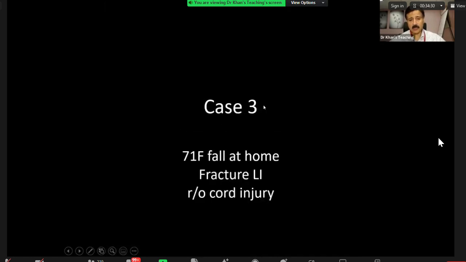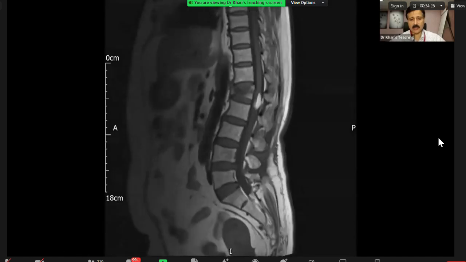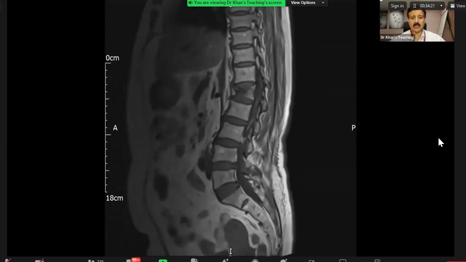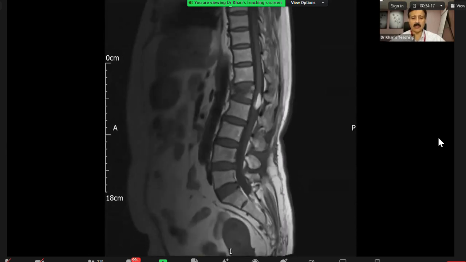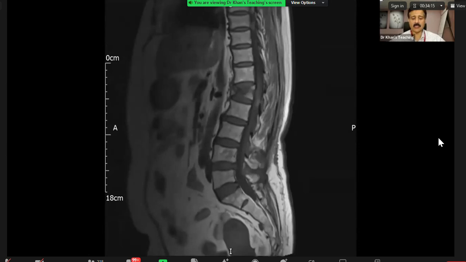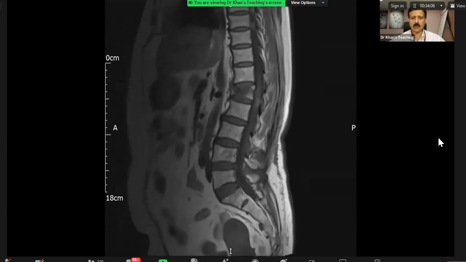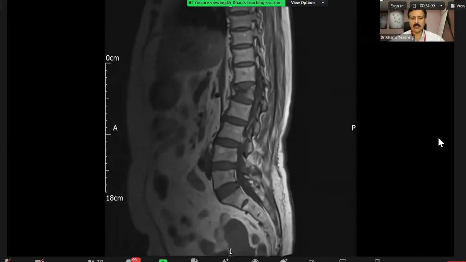Now, on a T1 weighted sequence, the learning points here are, I have not, because that was not my mandate, but in the real world, many a time we get a clinical referral where they will say, is it an osteoporotic fracture versus a metastatic fracture? And so there is a lot of literature on this. I'm not teaching you in detail, but the key finding in this particular case, which goes in favor of osteoporosis, is that there is a fracture line.